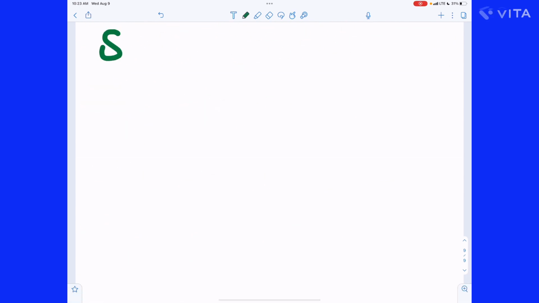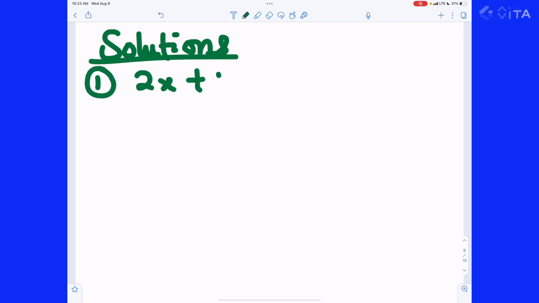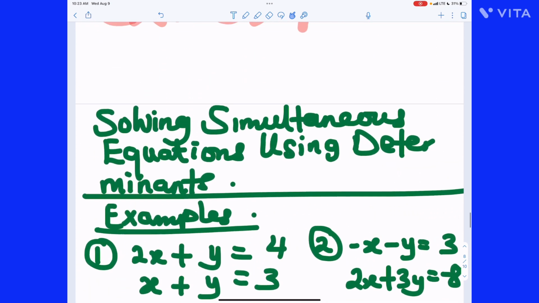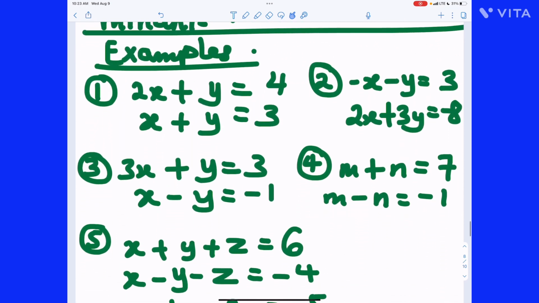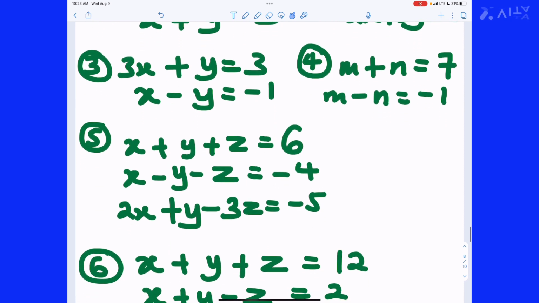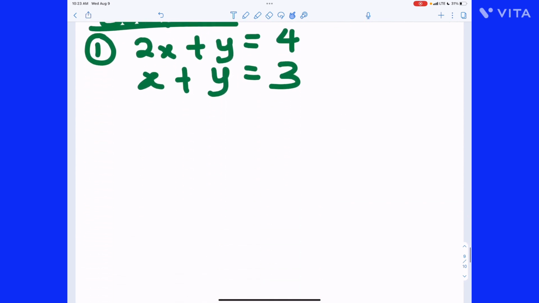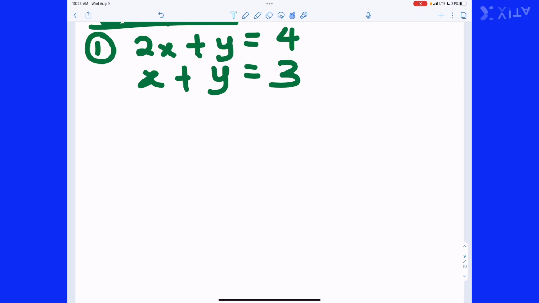Let me write solutions here. Equation 1. 2x plus y is equal to 4. x plus y is equal to 3. I've written 6 equations here. We'll just do 2 together. You do the rest yourself.